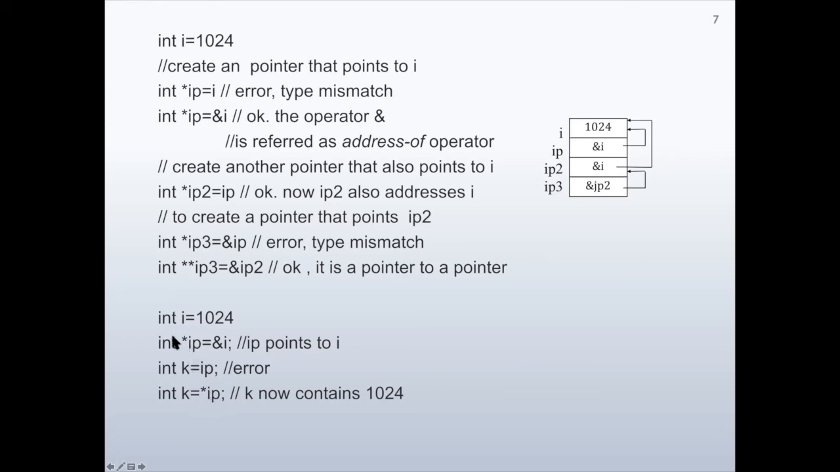Notice that if we are using the star in the declaration, it means that it's a pointer. However, if we are using it later, after the declaration, then it means the item pointed by the pointer. So, because IP is pointing to the integer I, the value of the item is 1024. After this operation, the value of k becomes 1024.